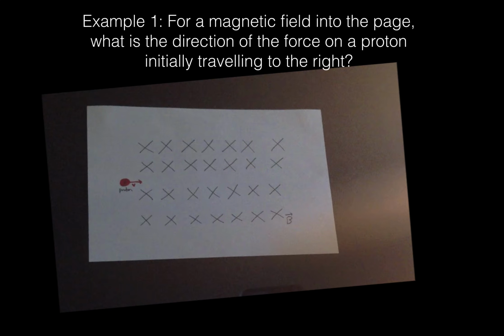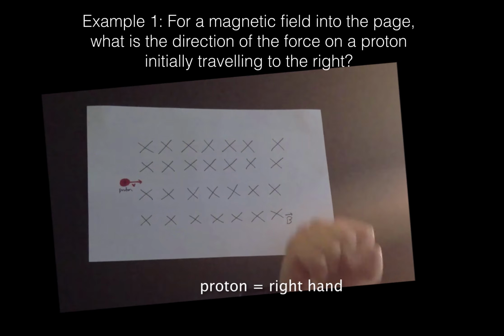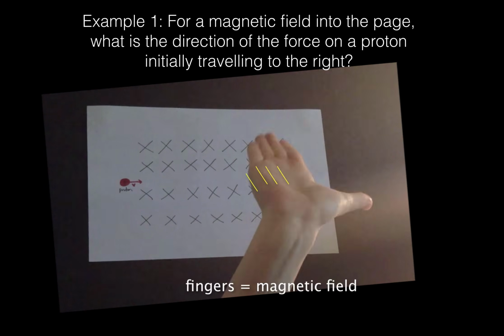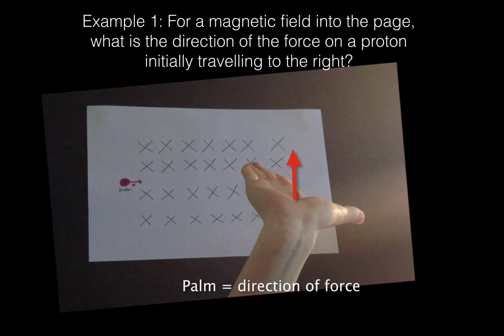Example 1. For a magnetic field into the page, what is the direction of the force on a proton initially traveling to the right? Since we are working with a proton and protons are positively charged, you use your right hand for the third hand rule. Point your thumb in the direction of the proton's velocity. Your fingers point into the page in the direction of the magnetic field. The force comes out of your palm, directed upwards.